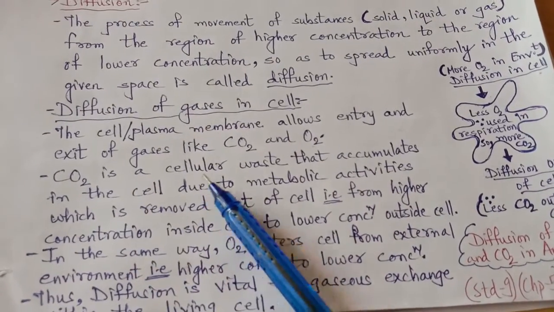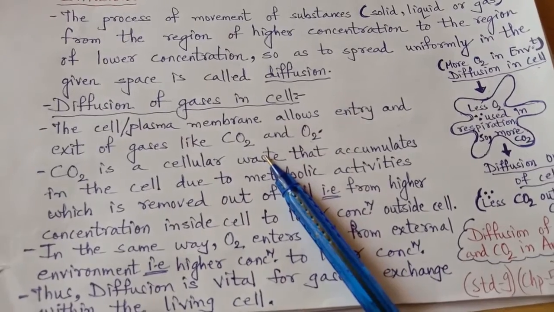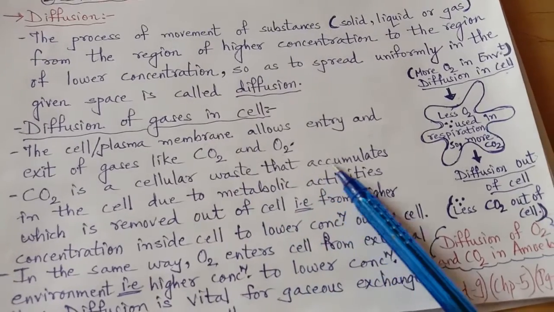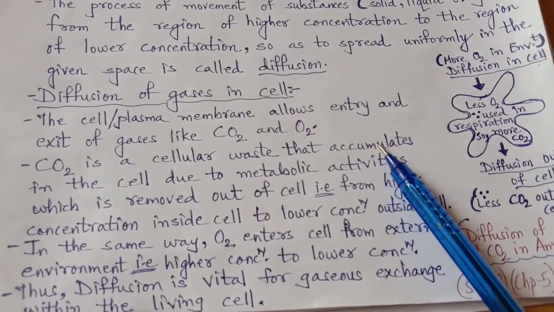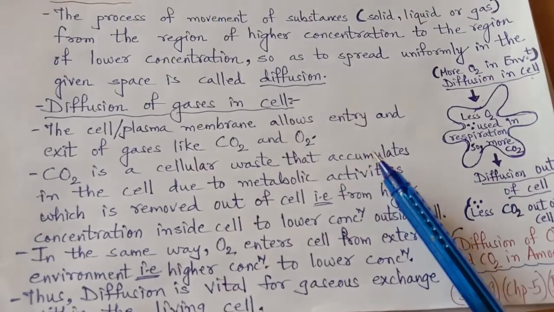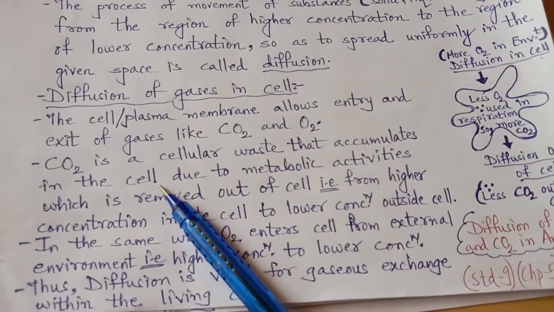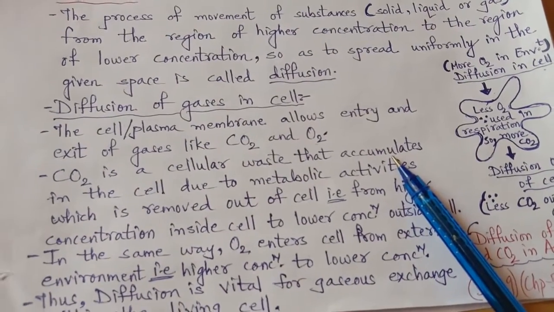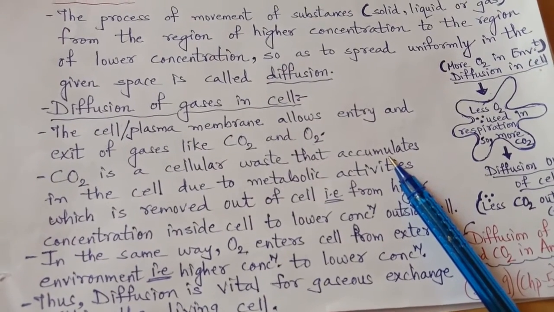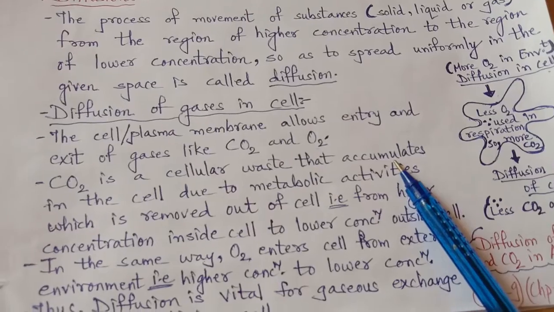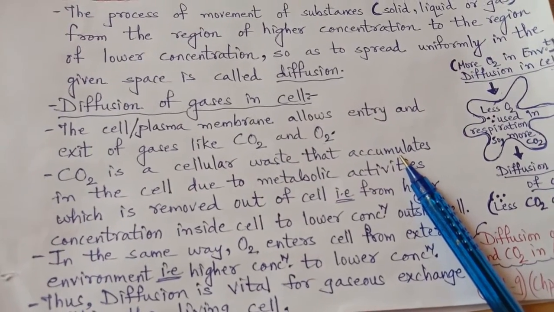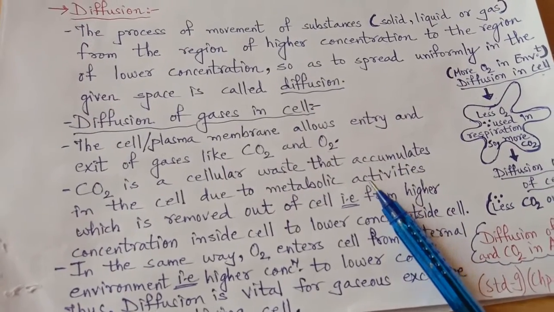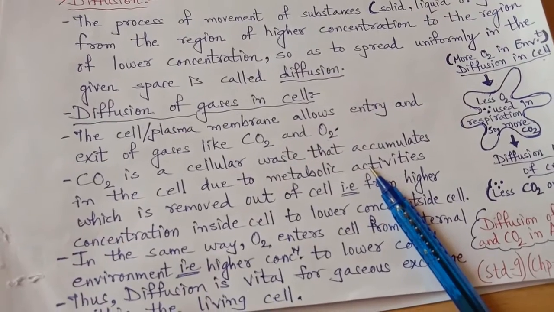Carbon dioxide is a cellular waste, right? As I told, it is not important for our body. So it is considered a waste of the cell. It accumulates, that means it is collected at some place in the cell. Why? Because of the metabolic activities. The body activities by different organs and organ systems in our body are called metabolic activities. Digestion process, circulation process, reproduction process, right? So many processes, excretory system, so excretion process, nervous system, right?